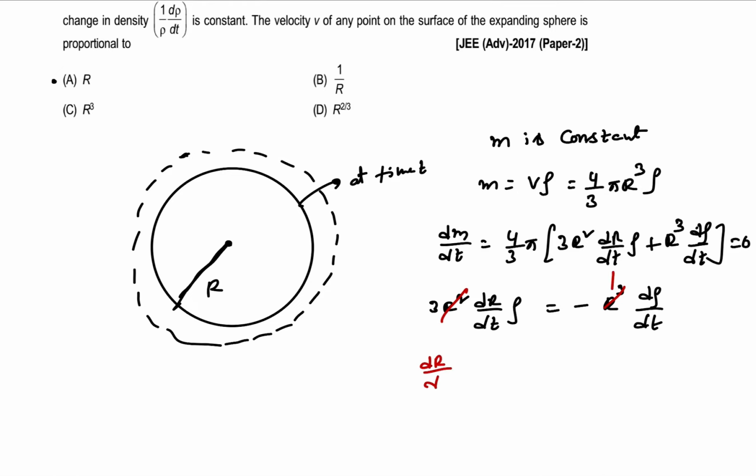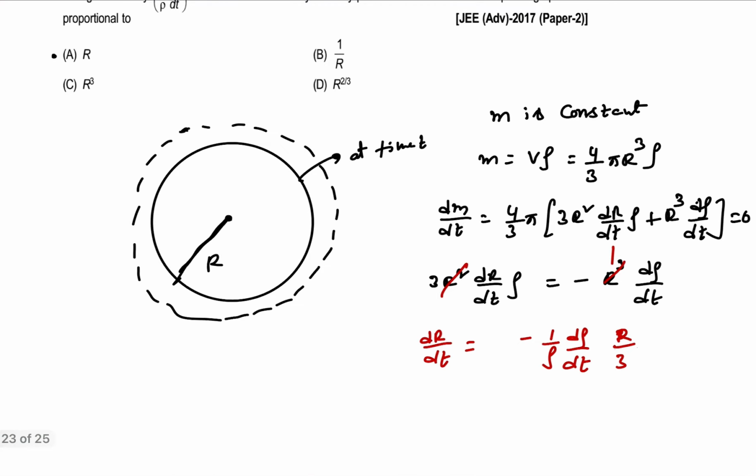Now you can see this r square gets cancelled once. Finally we can get dr divided by dt is equal to minus 1 by rho into d rho divided by dt into r divided by 3. Okay, correct only. Now you can see dr by dt is velocity.